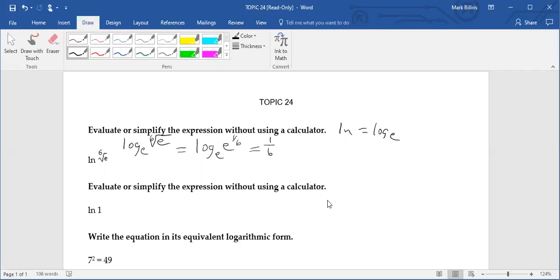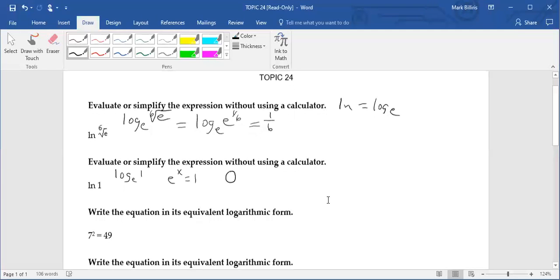So our next example, we're simplifying the natural log of 1. So we're going to rewrite this as log base e of 1. So keep in mind again what this is asking us. This is saying e raised to what power equals 1. And we know that any base, with the exception of 0, raised to the 0 power equals 1. So in this case, the answer would be 0.